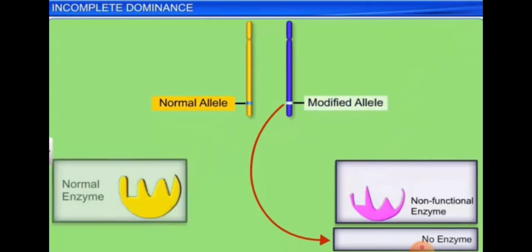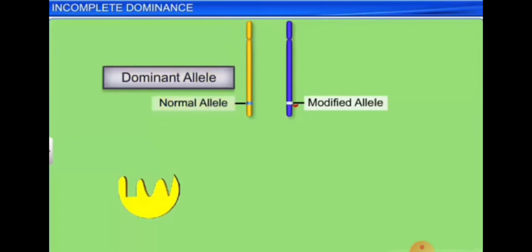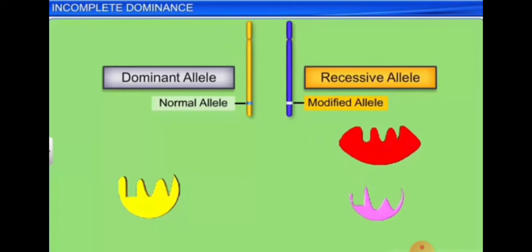However, if the modified allele produces a non-functional enzyme or no enzyme at all, then the phenotype will depend on the functioning of the unmodified or normal allele. Here the unmodified functioning allele, which represents the original phenotype, is the dominant allele, and the modified allele is generally the recessive allele.